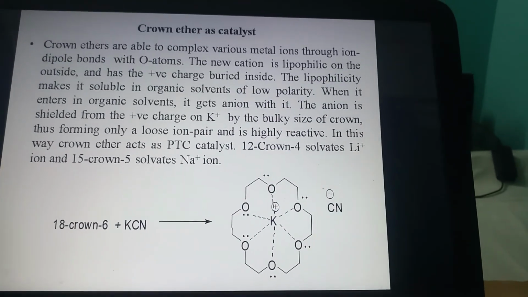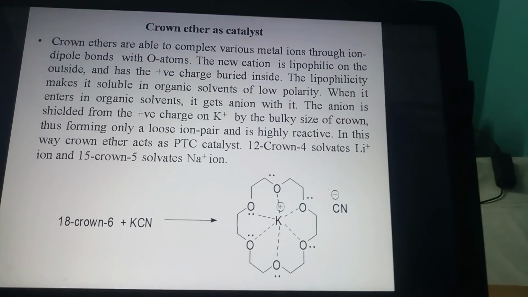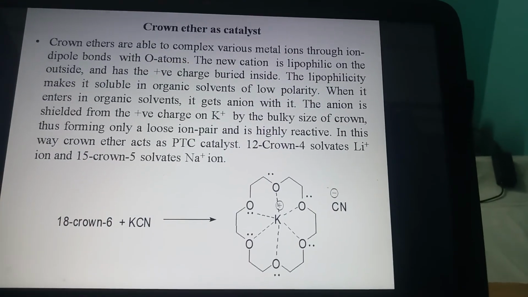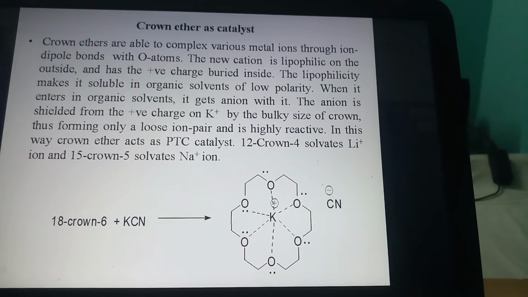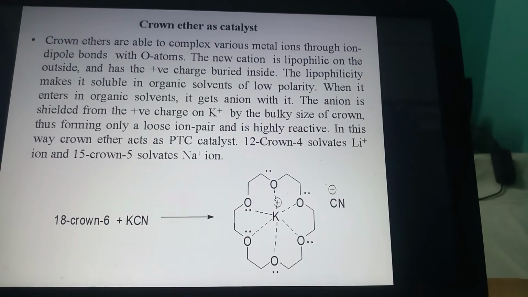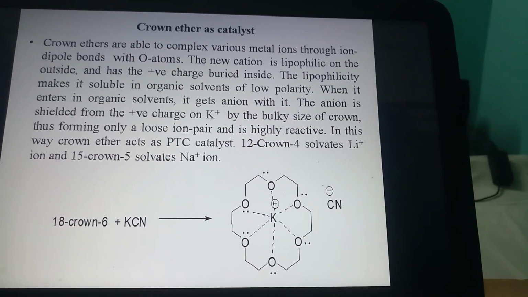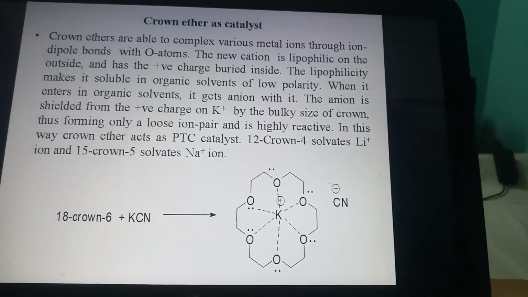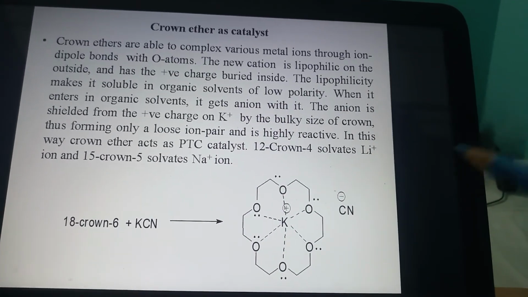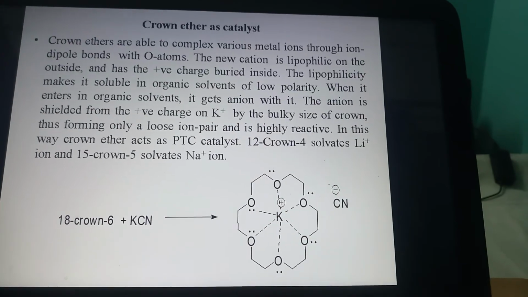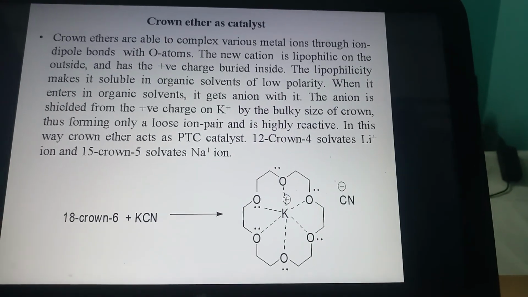When it enters organic solvents, it brings the anion with it. The anion is shielded from the positive charge of the potassium ion by the bulky size of the crown, thus forming only a loose ion pair, and it is highly reactive. In this way, crown ether acts as a PTC catalyst. 12 crown 4 solvates lithium ion, 15 crown 5 solvates sodium ion, and 18 crown 6 solvates potassium ion. Because the cavity size is specific, it is specific for a particular ion.